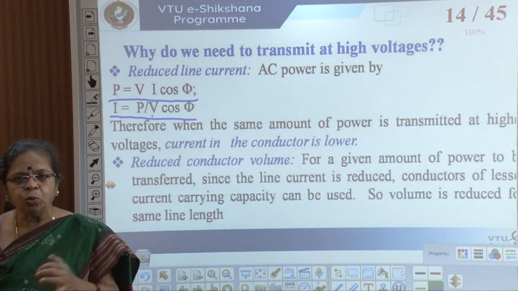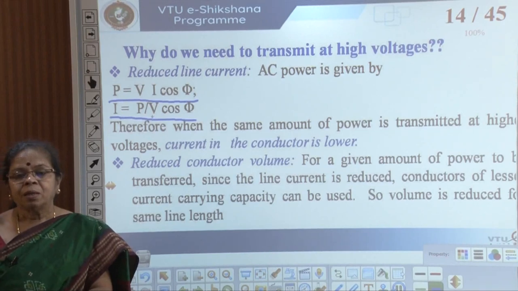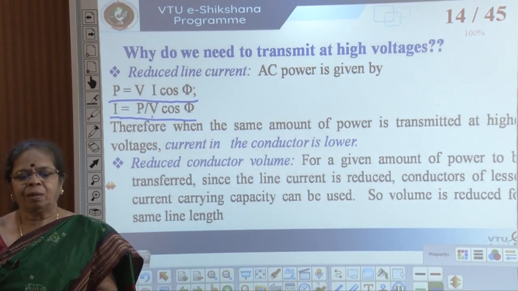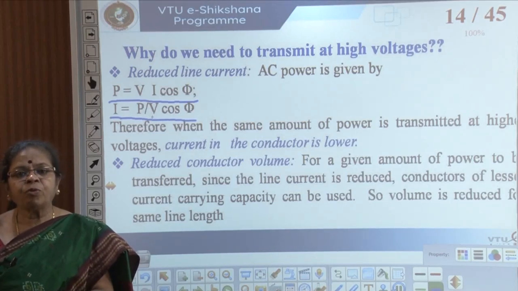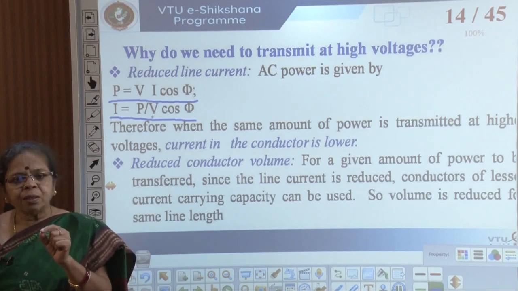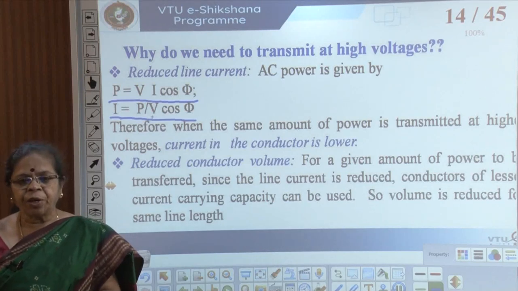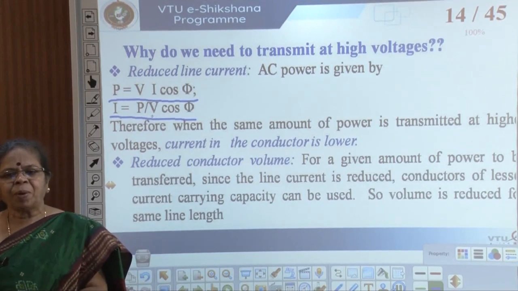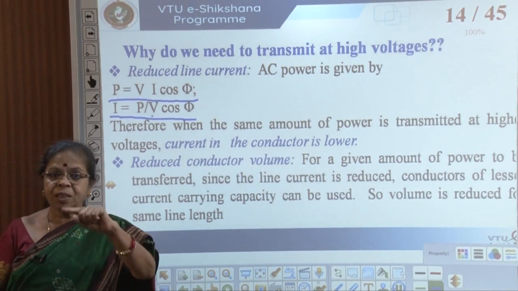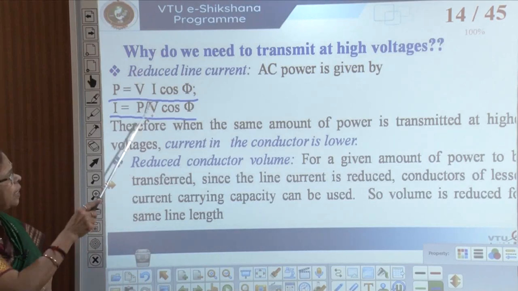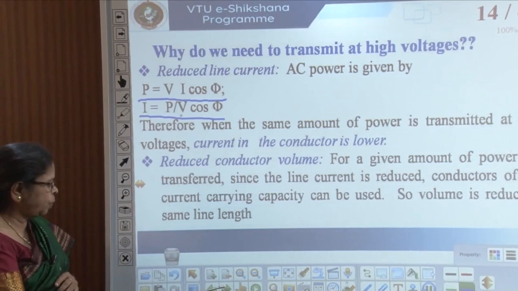Once the current is reduced, the conductor thickness can reduce, because I can use a conductor of lesser current carrying capacity. Therefore, a reduced current leads to a reduced conductor volume. Since the line current is reduced, conductors of lesser current carrying capacity can be used. So, the volume is reduced for the same line length. This is a direct consequence of the first. You will see that everything is a consequence of the first statement, that we need lesser currents for the same power to be transmitted.